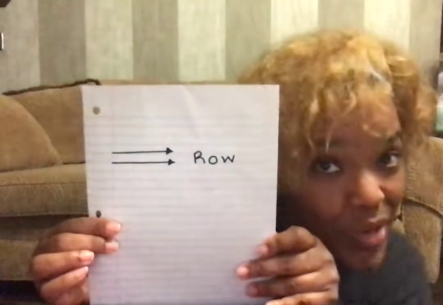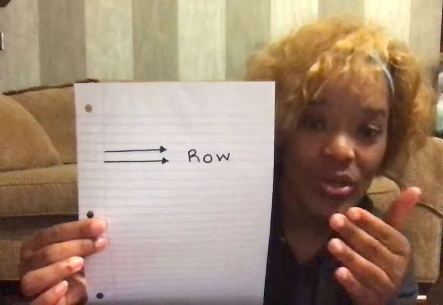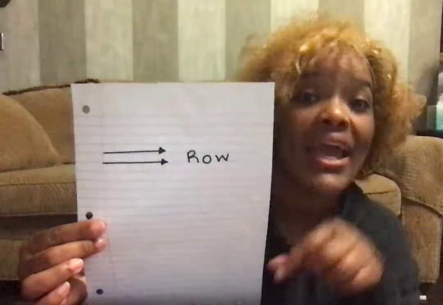So this made me think to myself, what in my house can also be divided into rows and columns? I thought about the paper that you write on. The paper that you write on naturally has rows. These lines in between them, that is called a row.